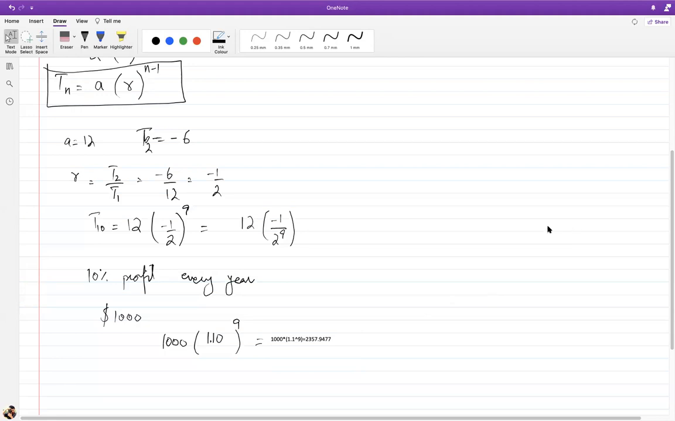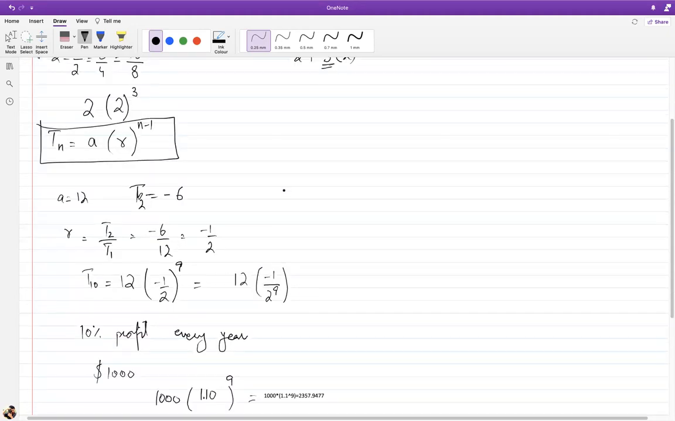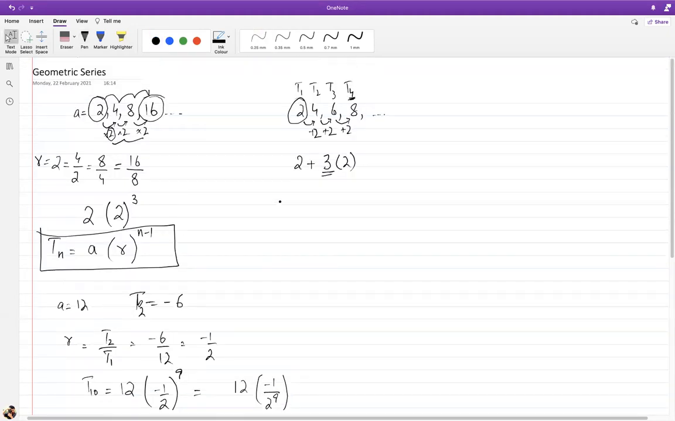Okay, so I'll go over it again then. So here's the thing. A geometric series, first of all, understand what it is. It's a series in which every term increases by a fixed ratio, a fixed number which either multiplies or divides to get the next one.